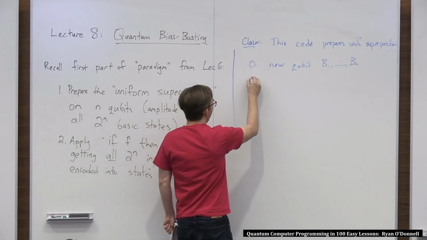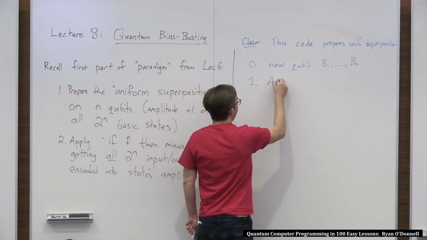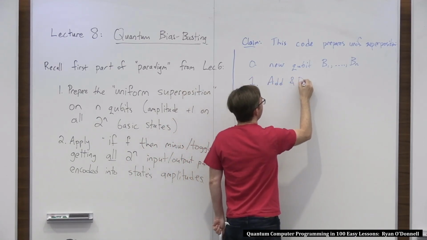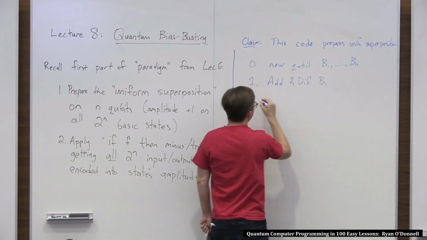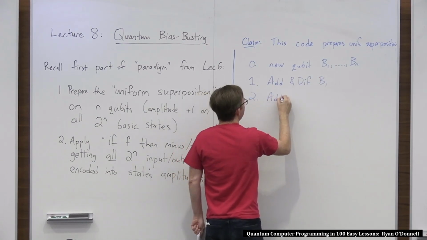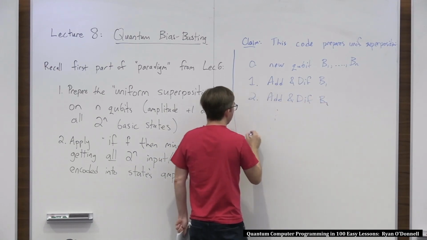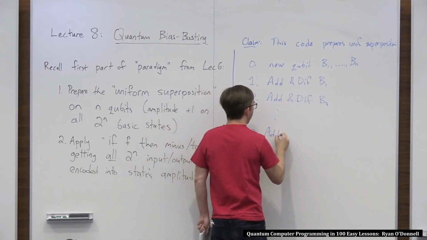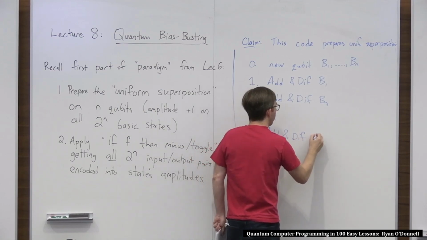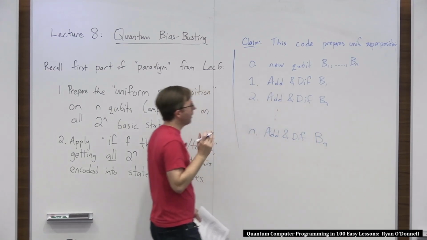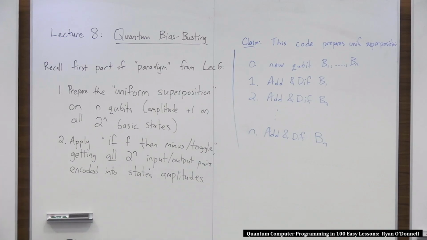Now, step 1, it's really Hadamarding, but we'll call it add and diff. Add and diff B1, add and diff B2, and then down to line n, add and diff Bn. Okay, so that's n instructions. If n is 1,000, that's n tasks that you have to do.